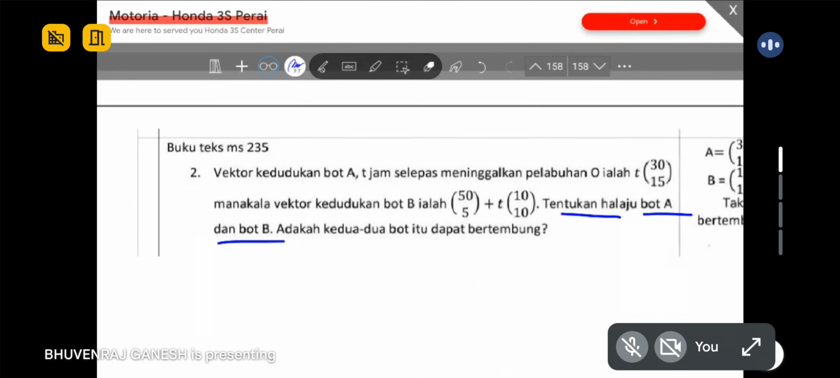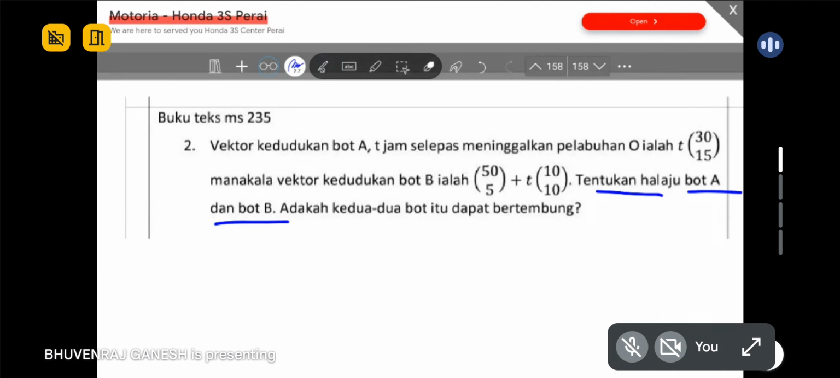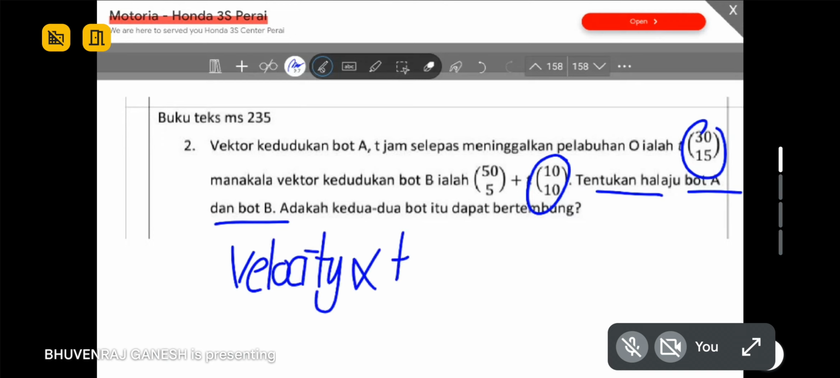Okay, so for this one, guys, if you want to find velocity is equal to what? You must think and see. Actually, if you want to find velocity, you can depend on this one and this one. Agree? Because velocity times time is distance, right? The concept is like this. Velocity times time is your distance. So that means the matrix or vector beside the t is your velocity.